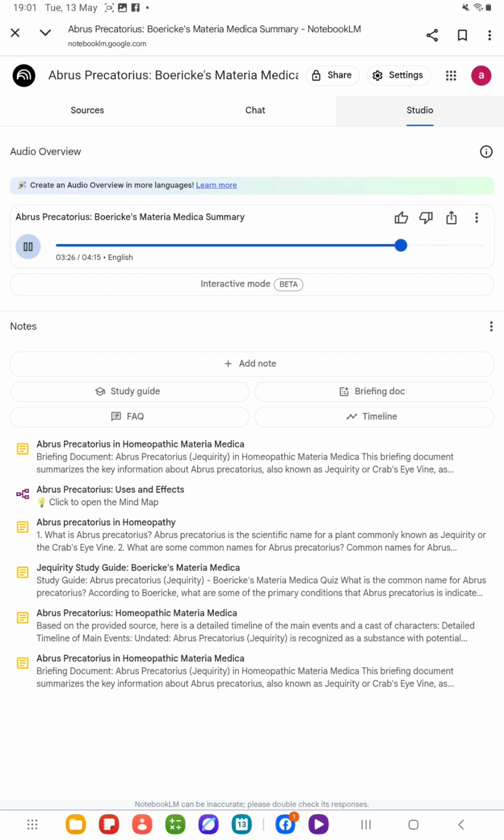All right, so let's wrap this up. Our deep dive into Boericke's take on Jaquarity, or crab's eye vine. We've seen its traditional homeopathic uses, especially for those eye problems. And the really standout point, this incredible toxicological link to snake venom. Yeah. Which leaves us with something to think about, doesn't it? For you, the listener. Yeah, think about this.